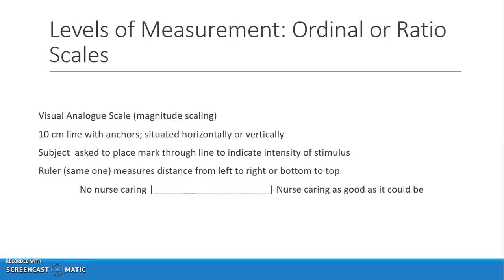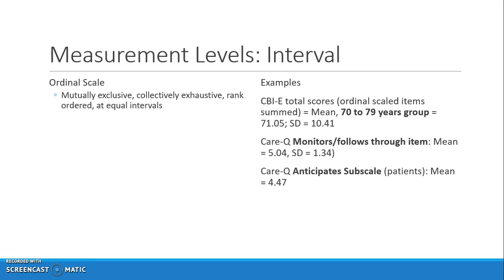So sometimes you're going to see them like this, where no caring is basically 0 at the end, and nurse caring as good as it can be, which is 100 millimeters or 10 centimeters at the other end. But sometimes you're going to see markings from 0 to 10 on the scale. In that case, it will be ordinal. If it's just looking like this, it would be ratio level data. Ordinal scales then, remember, are mutually exclusive, collectively exhaustive, rank ordered.